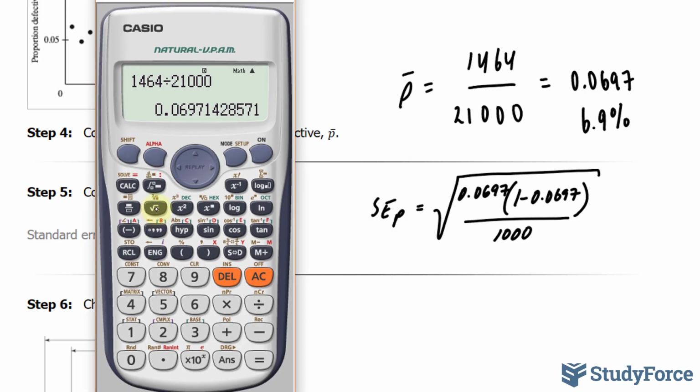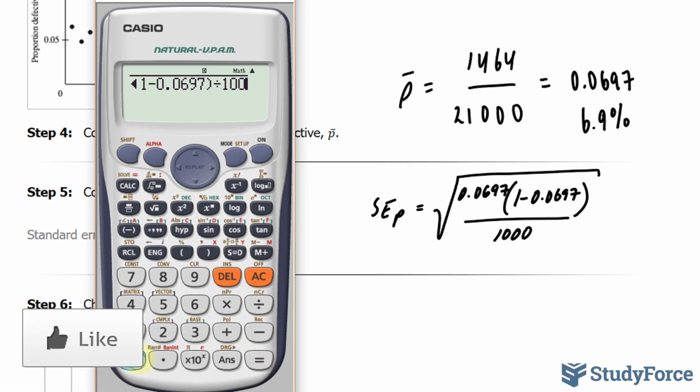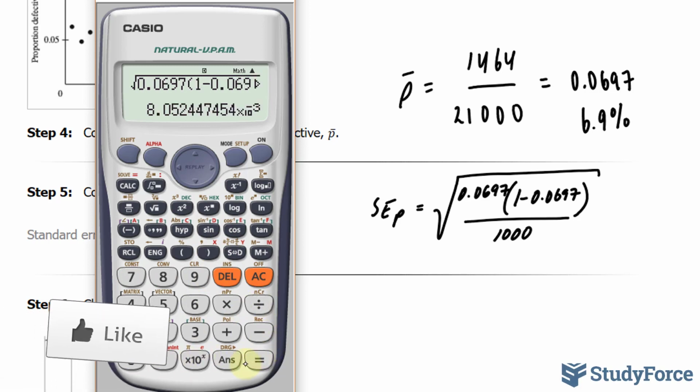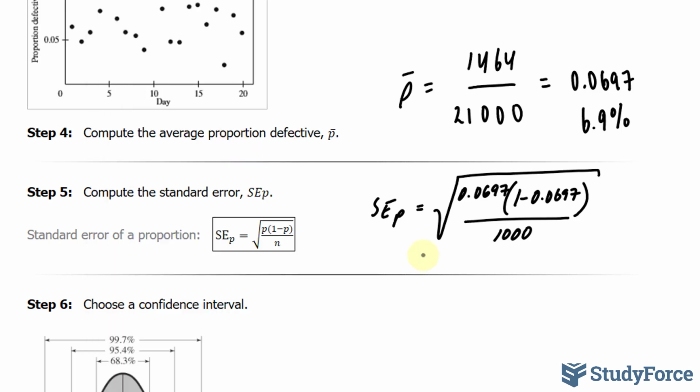Using our calculator, the square root of 0.0697 times 1 minus 0.0697 divided by 1,000 gives us the following standard error, which is equal to 8.05 times 10 to the power of negative 3. So 0.00805. And this can be rounded to 81 at the very end.